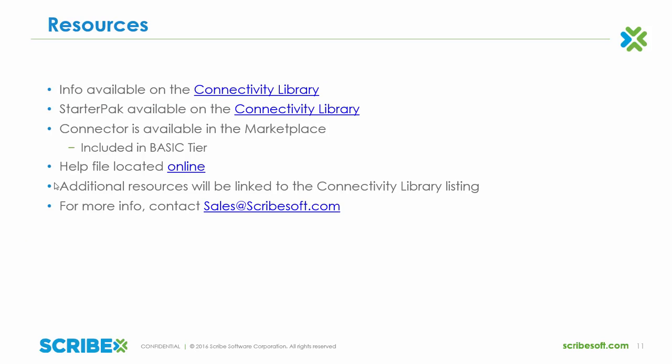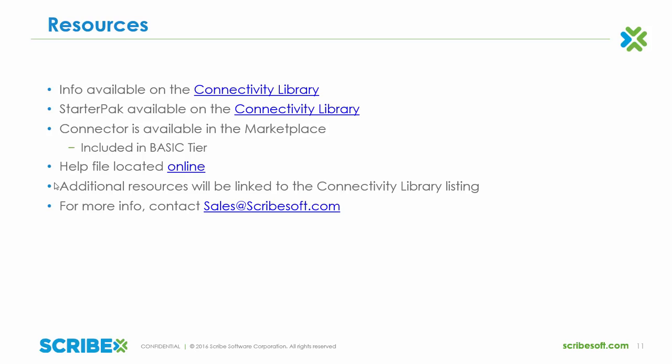So some resources. This information is available on the connectivity library. That connectivity library is found on the Scribe home site. If you go under the product menu, you'll see connectivity right there under Scribe Online, and you can find Nav within there. You could also use the search feature on the website. The starter pack is also available from the Nav area within the connectivity library. So you see we have a listing for the connector and a listing for the starter pack. The connector is available in the marketplace currently, so you can download this now. It's free to download. It is included in the basic tier of connectors.